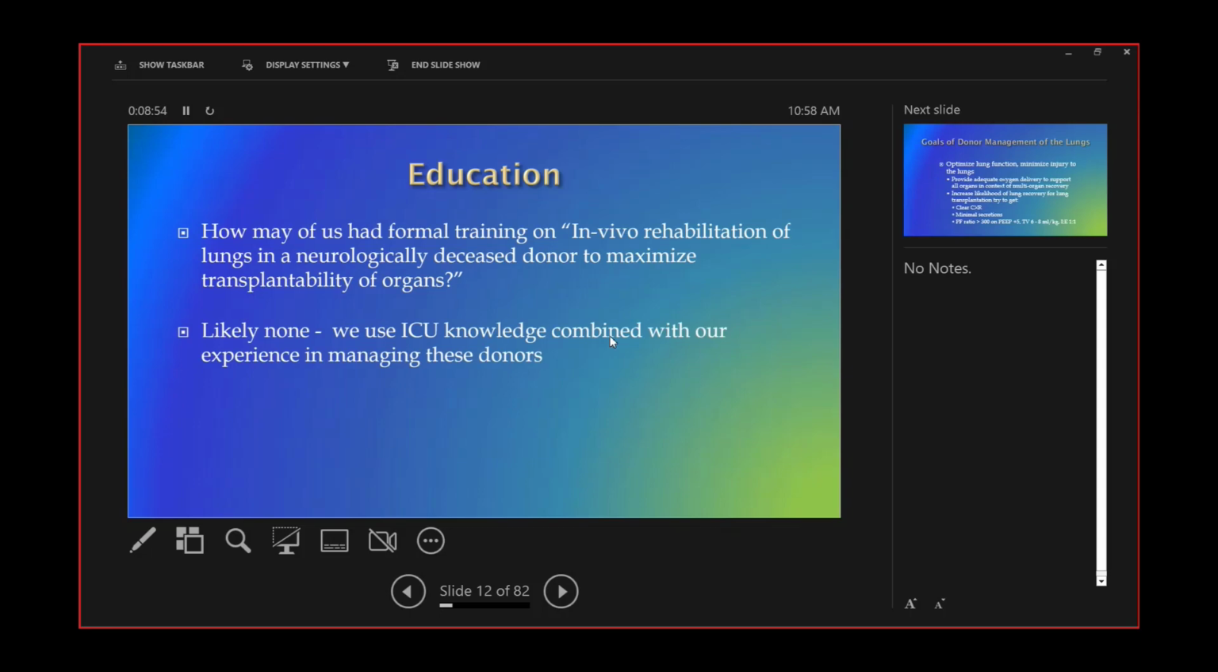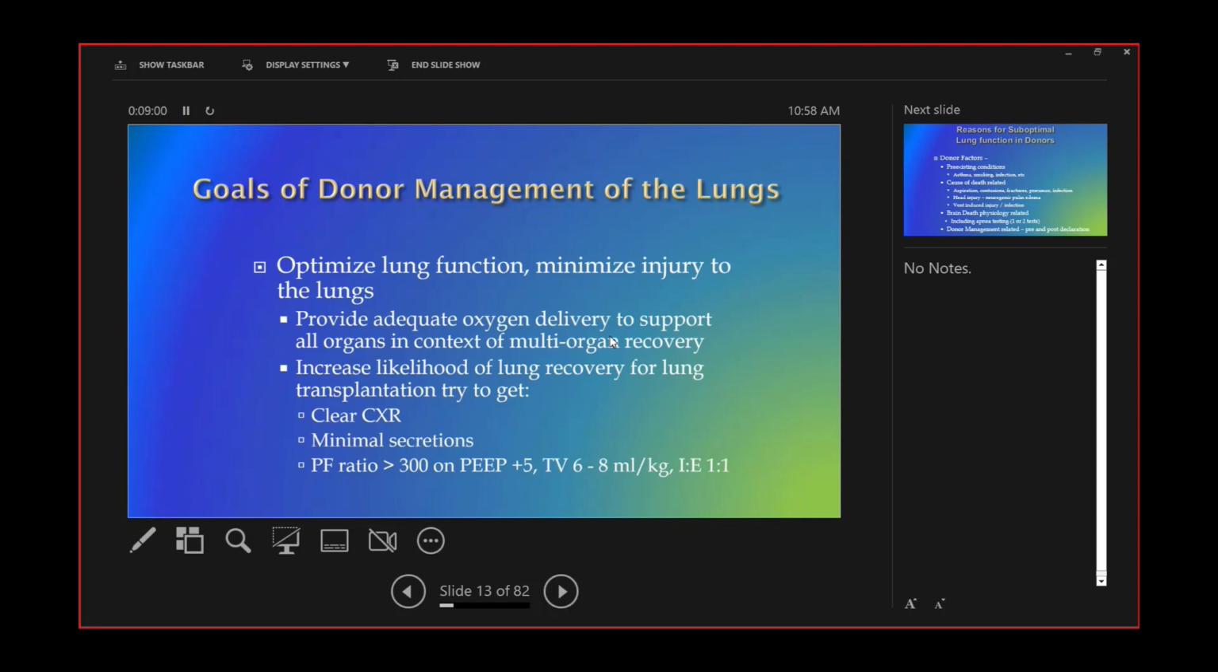What we do is we use our ICU knowledge combined with our own experience in managing donors, and we try to base it on sound physiology. So our goals are to try to optimize lung function and minimize the injury to the lung. So we want to provide adequate oxygen delivery to support all of the organs in the context of a multi-organ recovery. But we also want to increase the likelihood of lung recovery for lung transplant by trying to get a clear chest X-ray, minimal secretions, and a PF ratio of greater than 300.